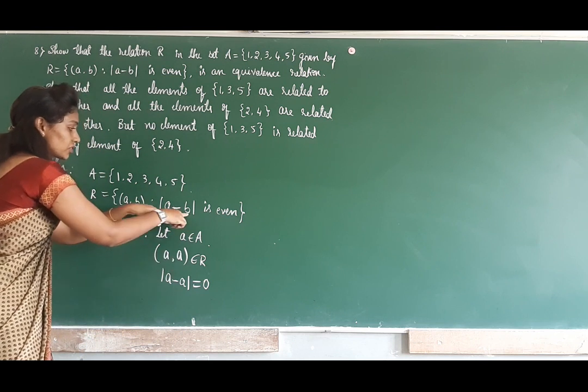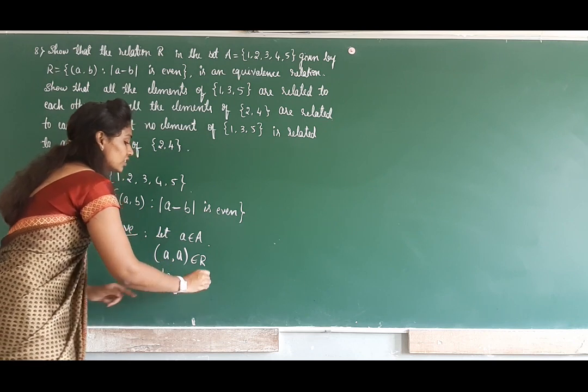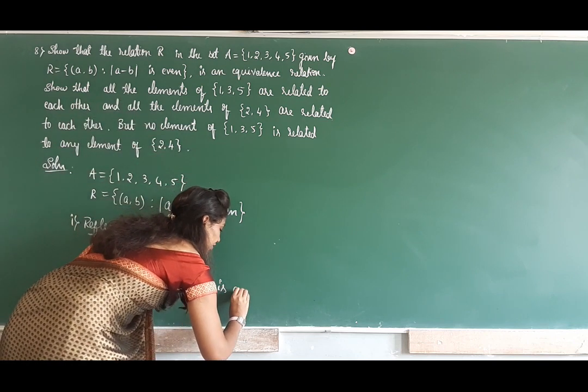Substitute (a, a), substitute here a minus a. A minus a equals 0, isn't it? 0 is always an even number.